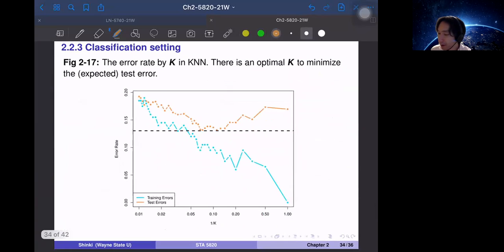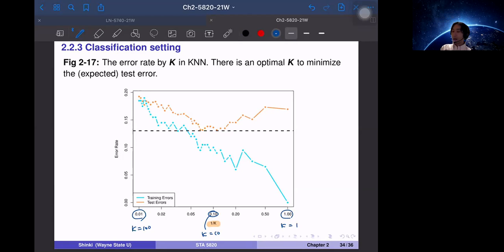So this is the graph to compare the test error for different k's. And here, actually 1 over k is here. So this is 0.01, so that means k equal to 100. Here, k equal to 10. And here, k equal to 1. And this is the test error rate and the training error rate. And the training error always, not really always, but the training error goes down and down.